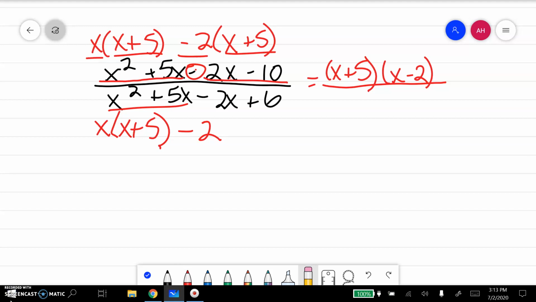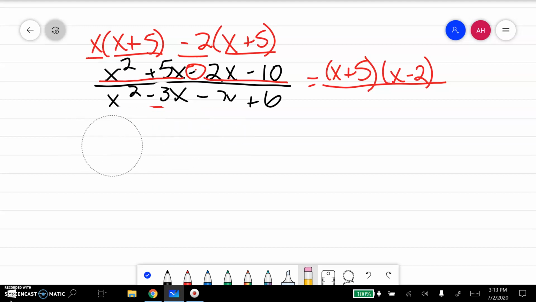Okay, guys, this was copied wrong a little bit off of the review, so I need to fix this. Where this says plus 5x, that should actually say minus 3x for this to work correctly. So let's redo this step.